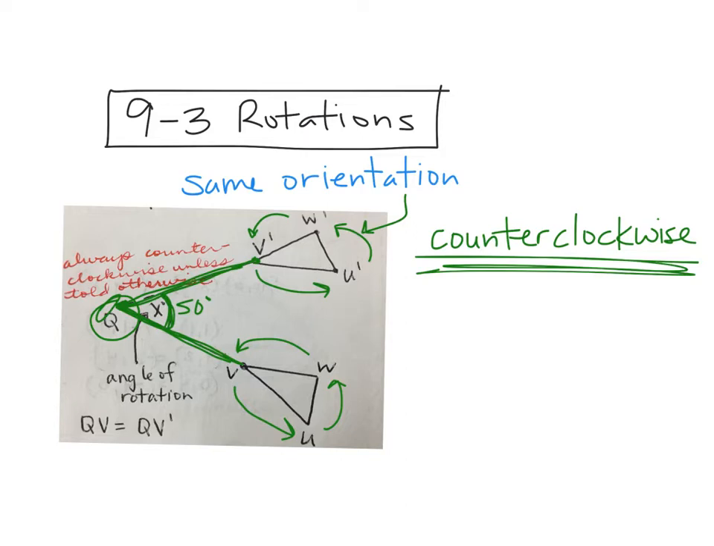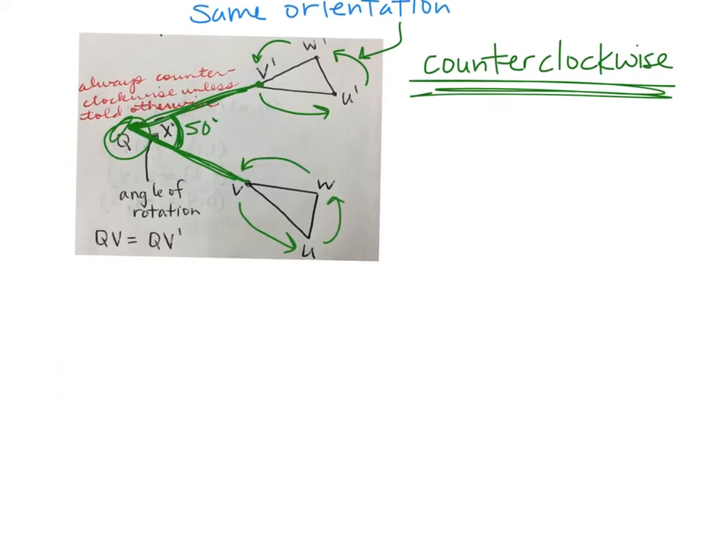We talked about a translation. Notation for a rotation, yes. A translation was a capital T, right? A reflection was what? A capital R, okay? A rotation is a lowercase r, yes. So this is how I would write this, okay?